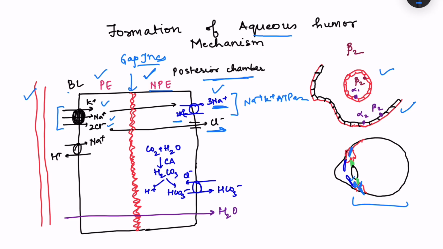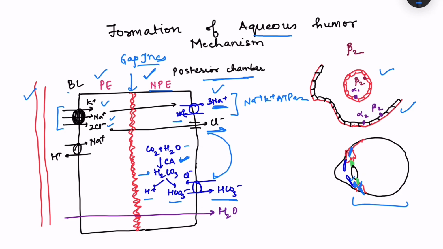Now, in this non-pigmented epithelium, we also have the enzyme carbonic anhydrase. And as we know from our basic fundamental physiology, carbon dioxide reacts with water in the presence of this carbonic anhydrase enzyme and forms H2CO3, which dissociates into hydrogen ions and bicarbonate ions. So now this bicarbonate ion actually enters into the posterior chamber and there is recycling of this chloride.